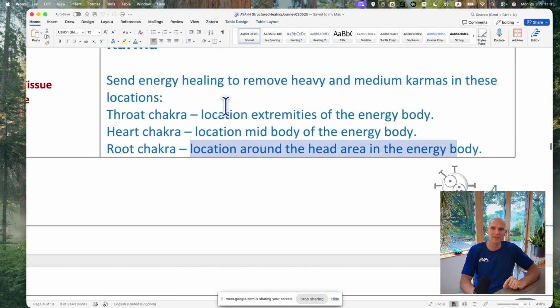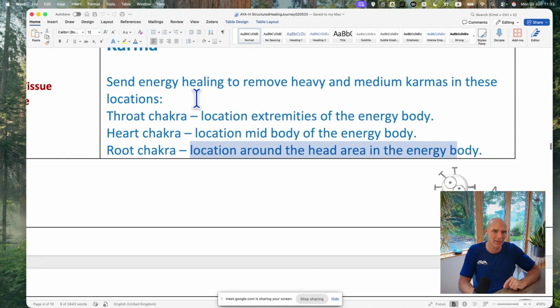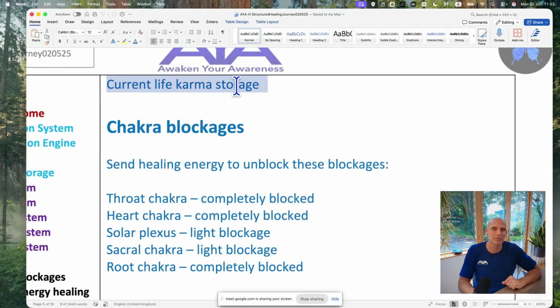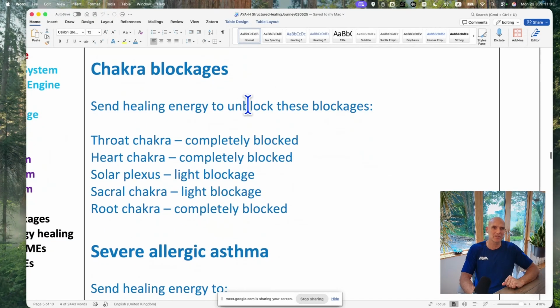Now, you might have noticed I haven't mentioned magnetic enzymes or anything here because we don't know enough yet about how the healing energy removes karmas. So it's okay to be general here. Send energy healing to remove heavy and medium karmas. That's the instruction that we're using here. Also put there current life karma, because we might as well do all the stuff that he's producing currently in his life. All right, next, chakra blockages.